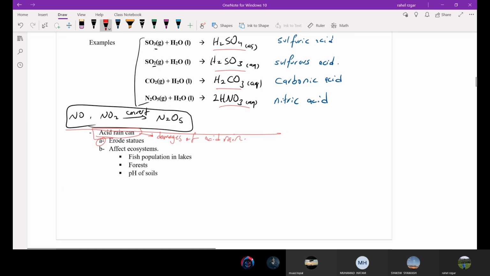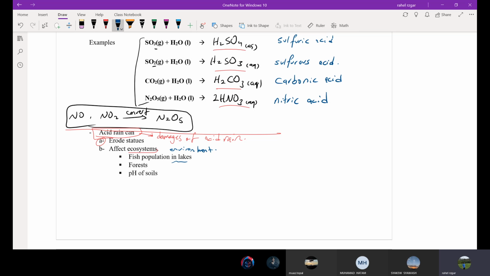Second, it will affect ecosystems. What do you mean by ecosystem? So as environment, ecosystem, we mean environment here. Environments such as fish population.